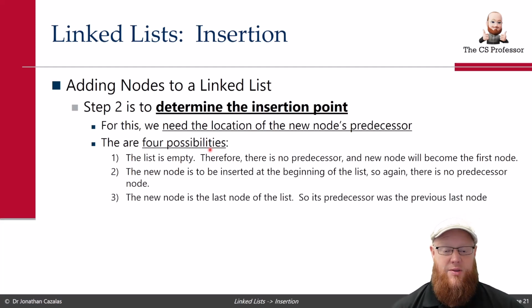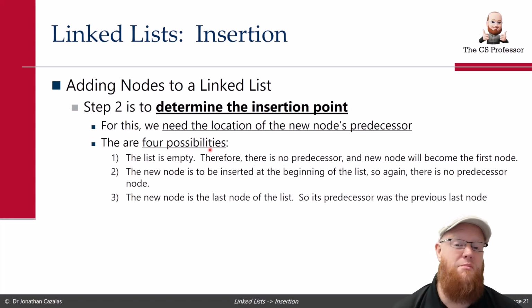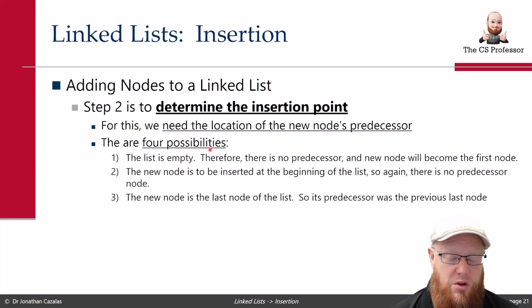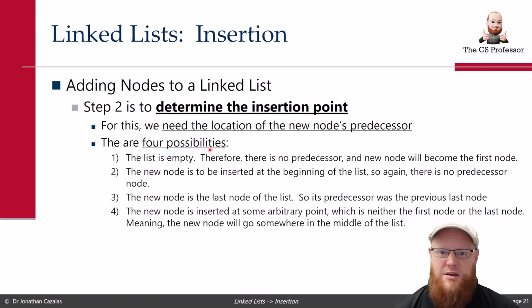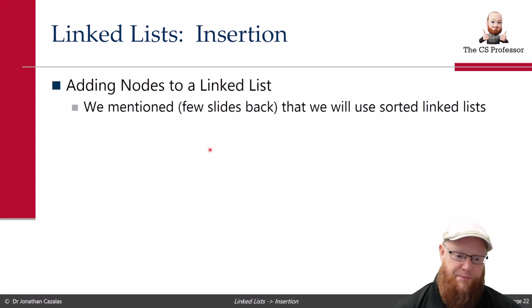Third case is maybe that new node is going to be the largest. It's the biggest data value that we've added and will therefore get added at the end of the list, in which case the predecessor will be the previous last node, the one that was the last node prior to insertion. And then finally, a fourth case is, well, it's not going to be at the front, it's not going to be at the end. This new node will get inserted somewhere in the middle.